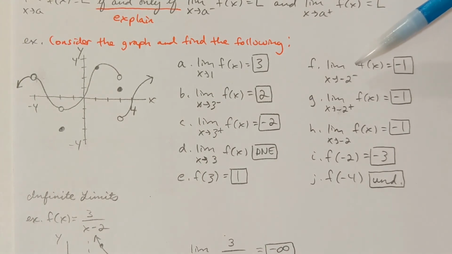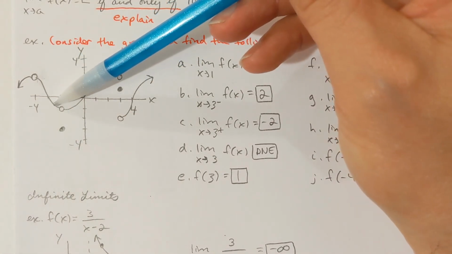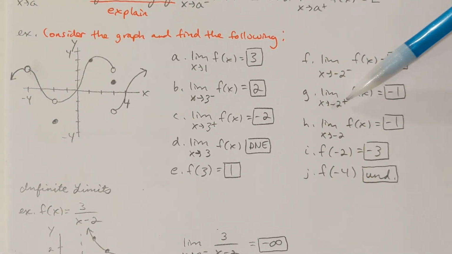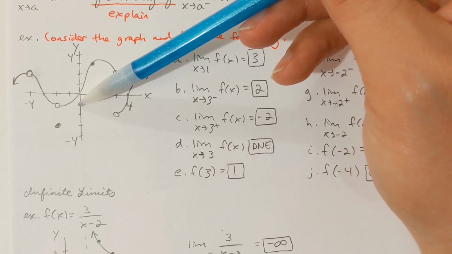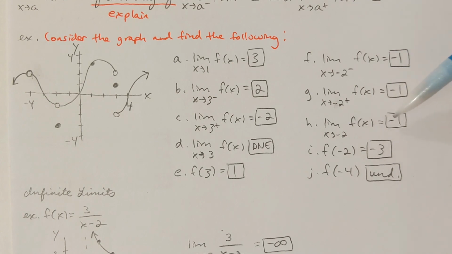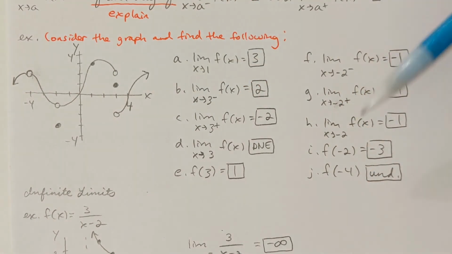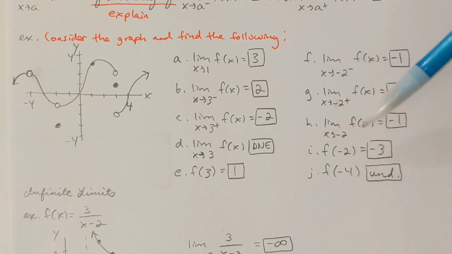Part F, the limit as x approaches negative 2 from the left of f of x. Well, here's negative 2. If I'm on the left side of negative 2, it looks like the y values are approaching negative 1. Okay, part G, how about if I'm on the right side of negative 2? Well, the y values are also approaching negative 1, it looks like. Okay, so the limit as x approaches negative 2 of f of x, that will exist. That's going to be negative 1, since you're approaching the same y value on either side of negative 2. f of negative 2 is negative 3. Again, note that f of negative 2 is not the same as the limit as x approaches negative 2 of f of x. Two totally different things.